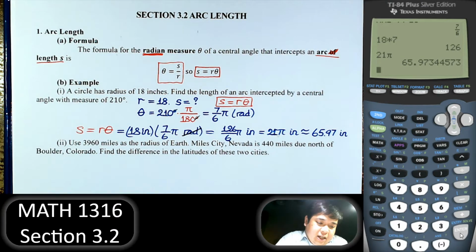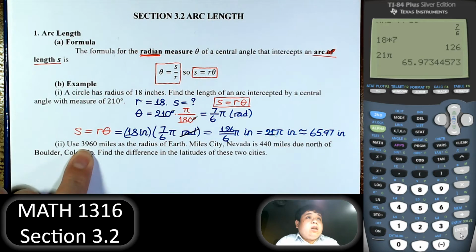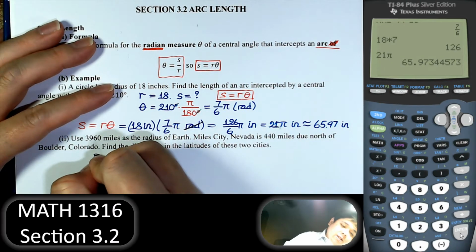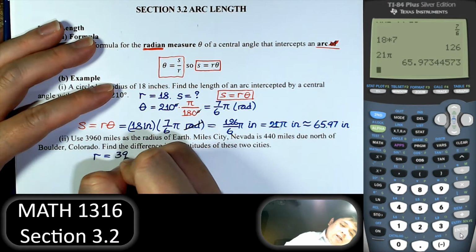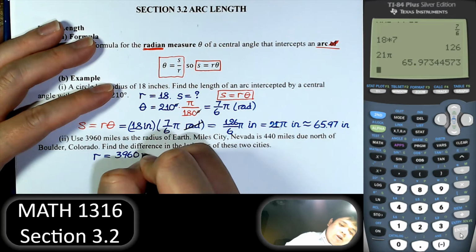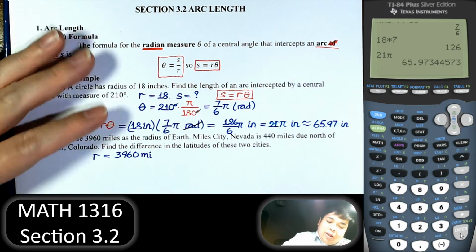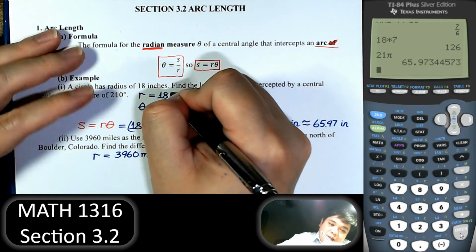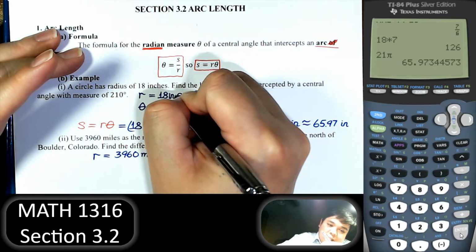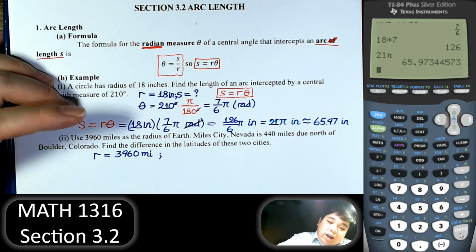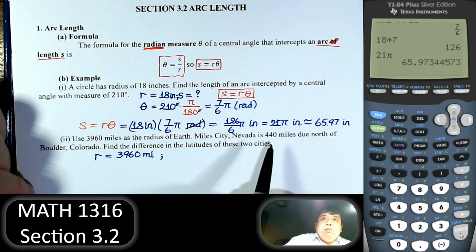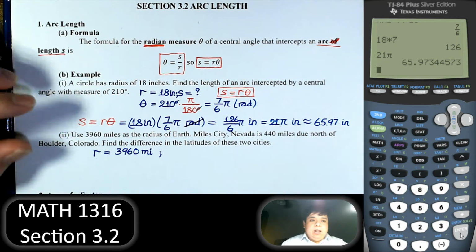Next, use 3960 miles as the radius of the Earth. So the radius of the Earth is 3960 miles. Let's put the unit here too. And what else do we have? Miles City is 440 miles due north of Boulder. So what do we have here?